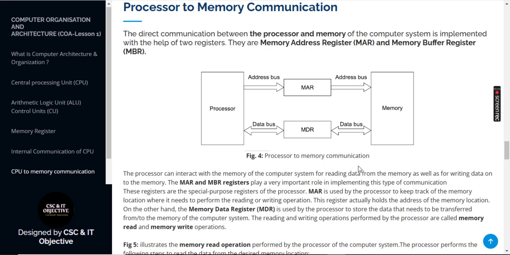The MAR and MBR registers, memory address register and memory buffer register, play a very important role in implementing this type of communication. These registers are special purpose registers for the processor. The memory address register is used by the processor to keep track of the memory location where the reading or writing operation needs to be performed. This register holds the address of the memory location. On the other hand, the memory data register is used by the processor to store the data that needs to be transferred from or to the memory of the computer system. The reading and writing operations performed by the processor are called memory read and memory write operations.